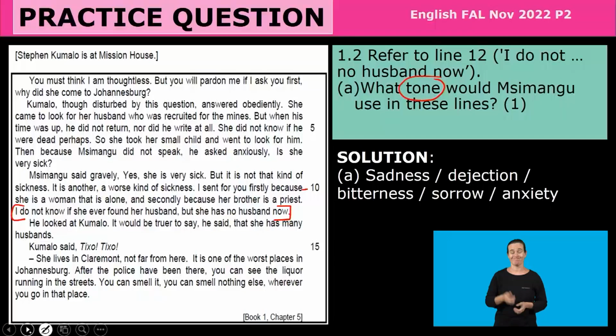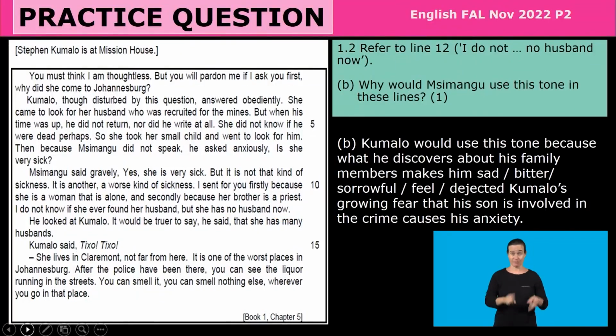So you can see how the bitterness or the dejection or the sadness would come through in the way he's communicating that, okay? Let's move on to our next question. Refer to line 12 again. Why would Msimangu use this tone in these lines? Why is he using it in that kind of way?